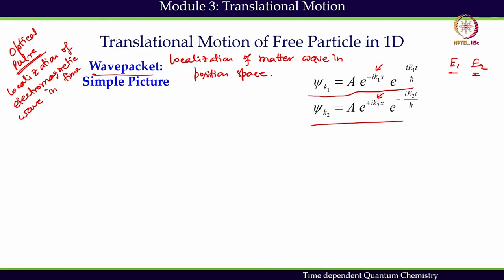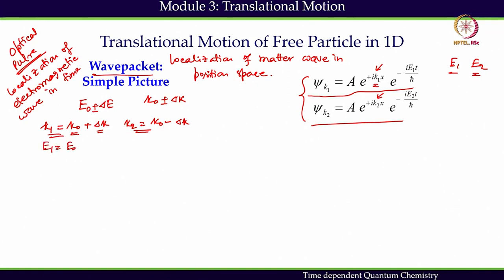And we will say that due to this interference, there is an average value I am getting, that is E0 plus or minus delta E. Another one is K0 plus or minus delta K. So, I will assume that K1 equals K0 plus delta K, some average value plus delta K, that is the difference. And K2 equals K0 minus delta K. If I represent it this way, it will just simplify the mathematics. Similarly, E1 equals E0 plus delta E, and E2 equals E0 minus delta E. This is the way we are going to present it.